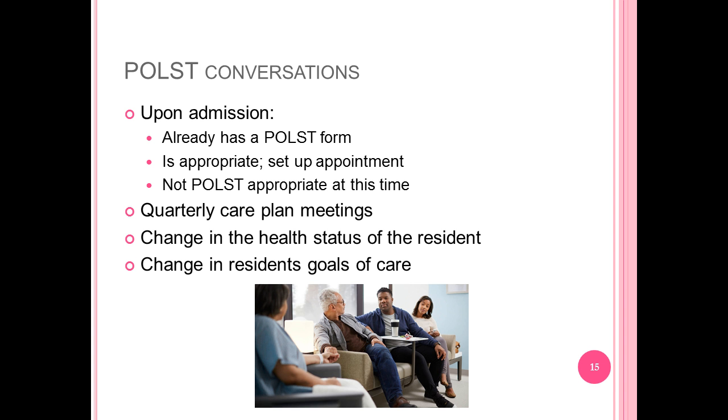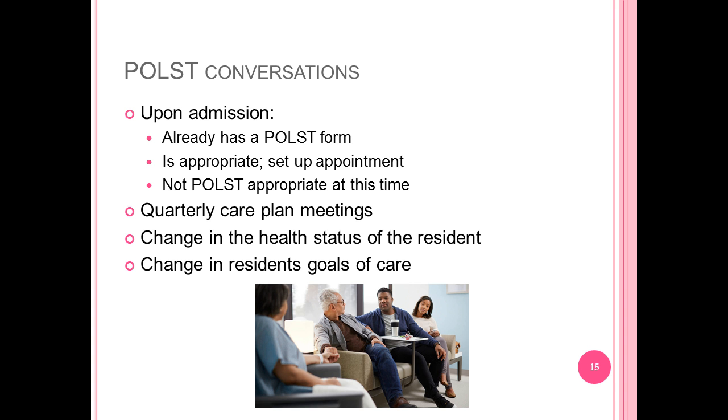And the third group of people are those that are admitted to the nursing home who are not appropriate for POLST at this time, but of course, any existing advance directives, including a DNR order, do need to be noted and documented. So next, quarterly care plan meetings are requirements for nursing home residents.